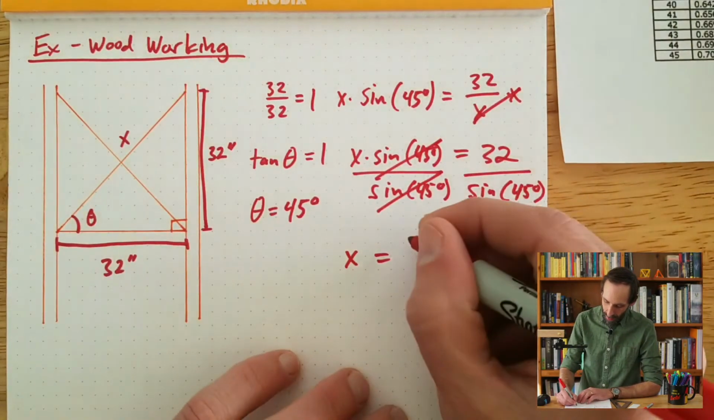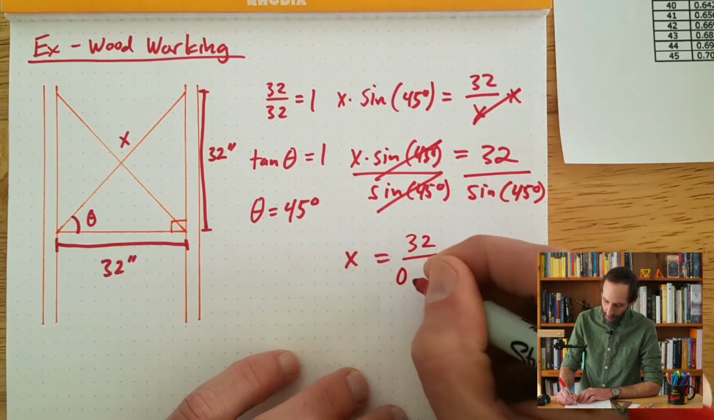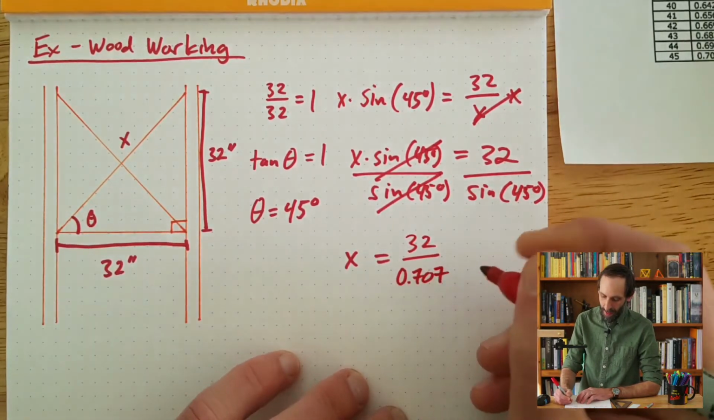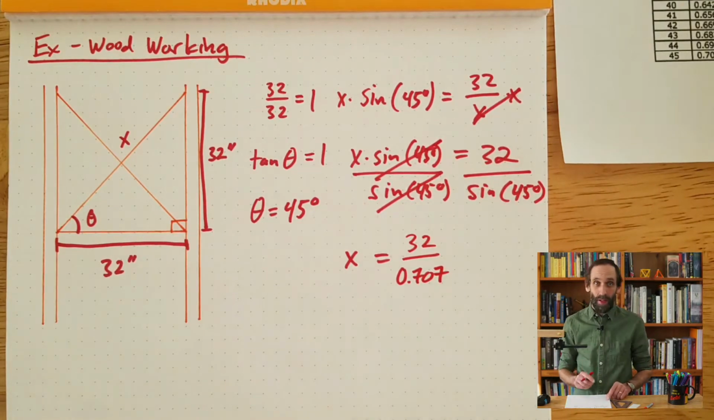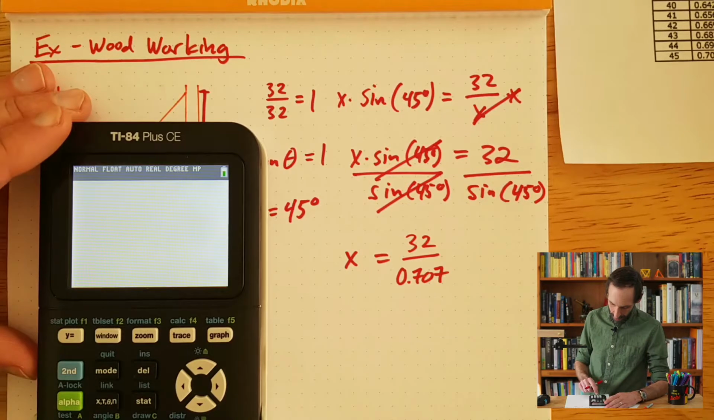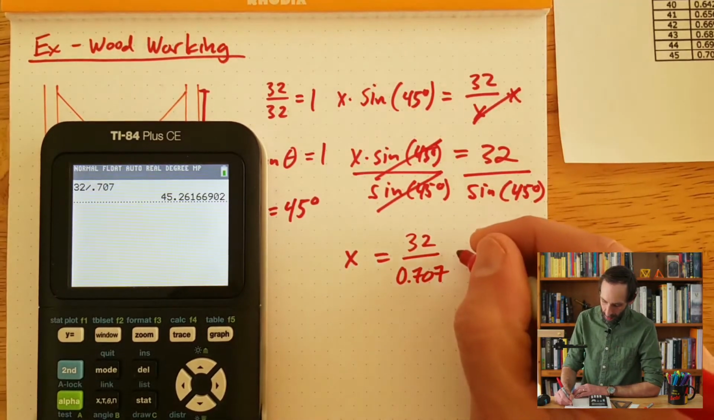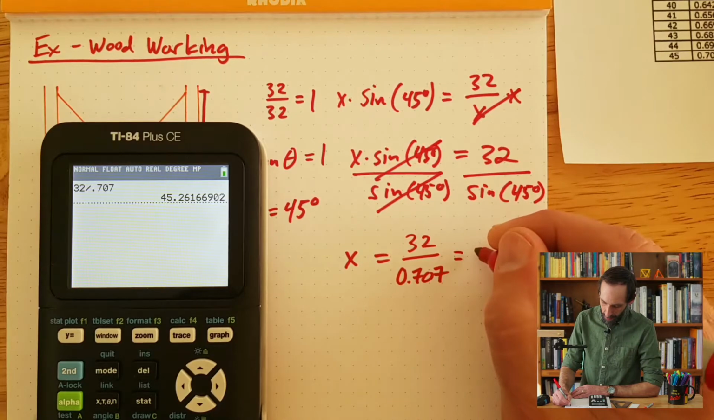So let's go ahead and write this out. So 32 divided by 0.707. Now I'm going to plug that into my calculator. So I'll type in 32 divided by 0.707, and I get 45.26.